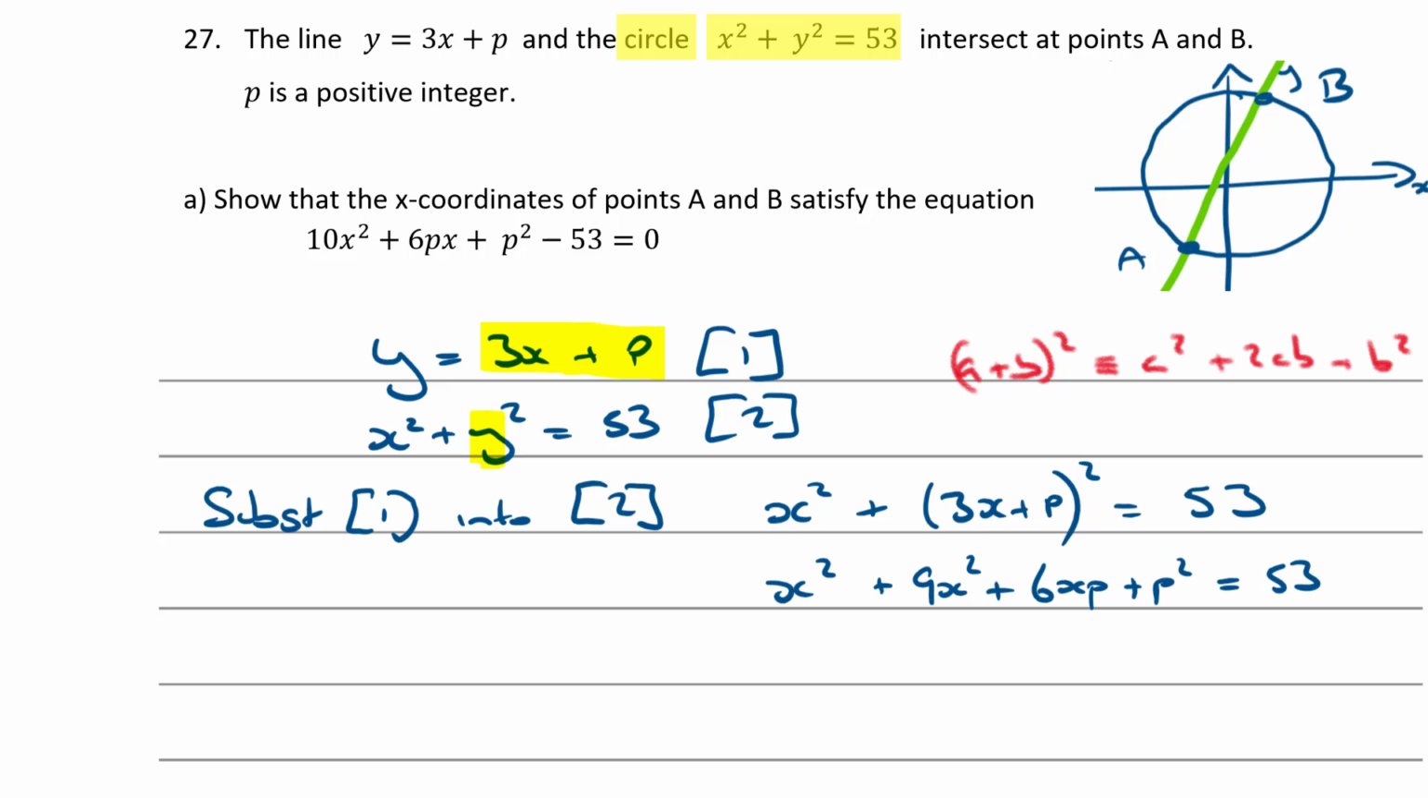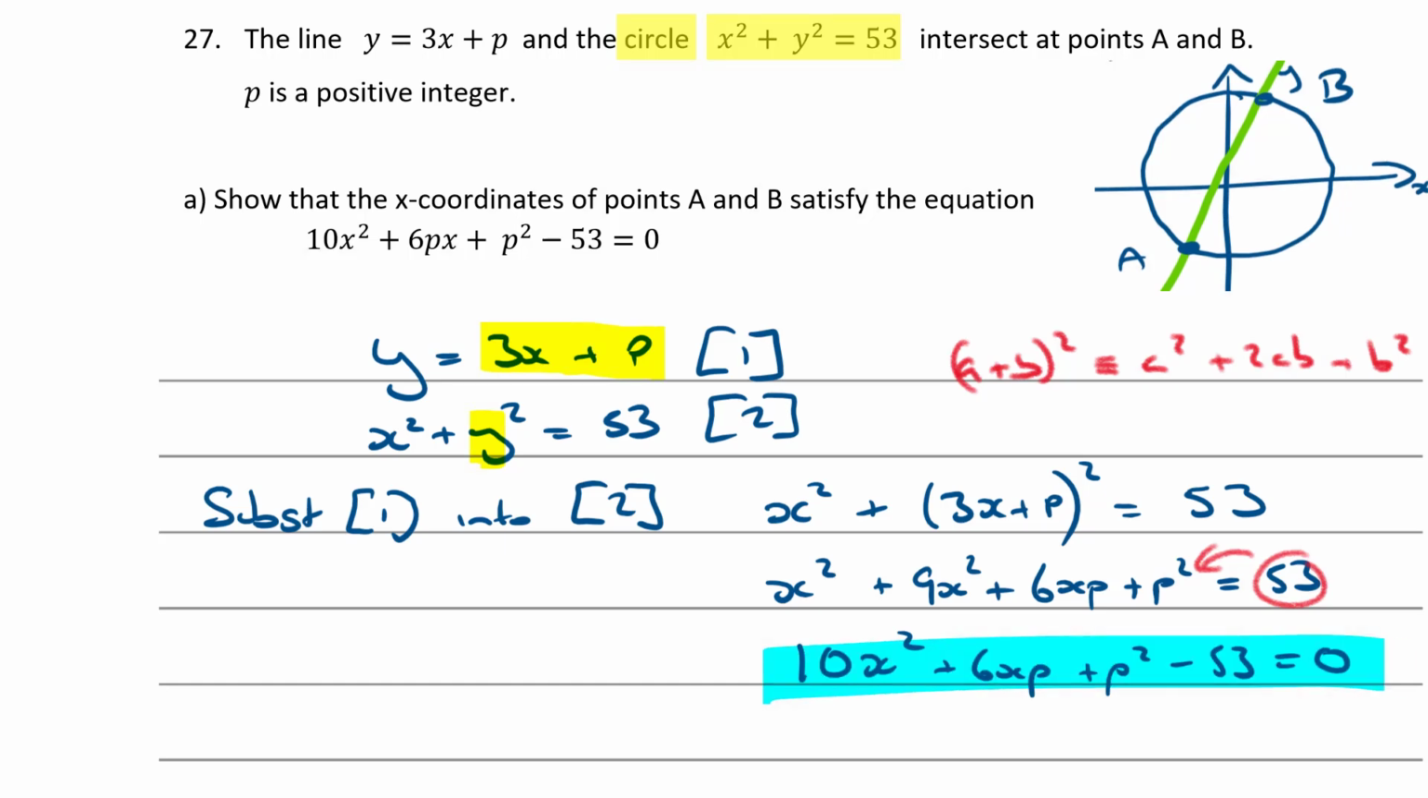Okay, I think we're almost there anyway, aren't we? If I have a look, I've got x squared plus 9x squared, so they collect together into 10x squared. And I've got 6xp, and I've got p squared. And then if I take this 53 over the equal sign, it's going to change sign to minus 53 is equal to 0. Okay, so that's what I needed to do, didn't it? So what I've got here now is the same as what's here, so I have shown it. Okay, I bet I have to go and do something more with that though.